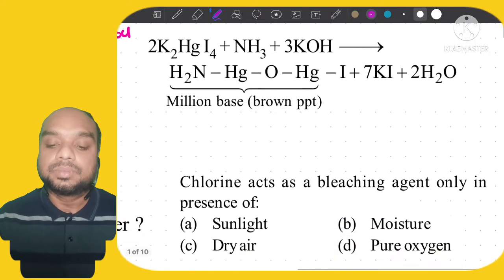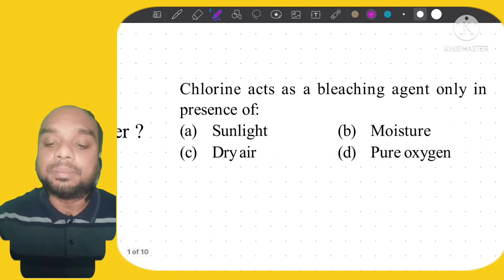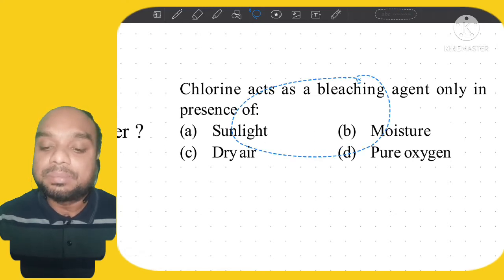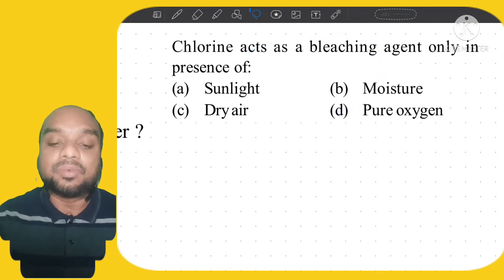Next, chlorine acts as a bleaching agent only in the presence of what? Here chlorine is acting as a bleaching agent only in the presence of moisture. Very important question, this one.